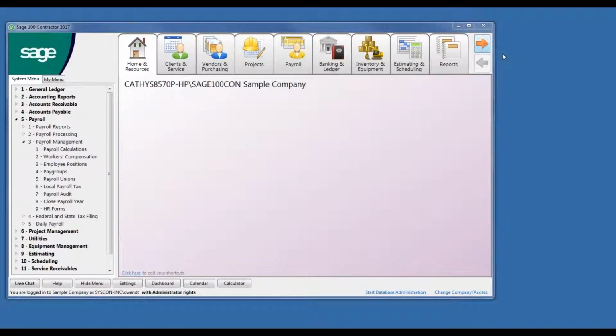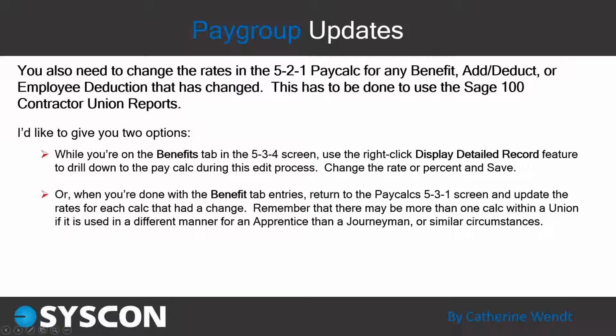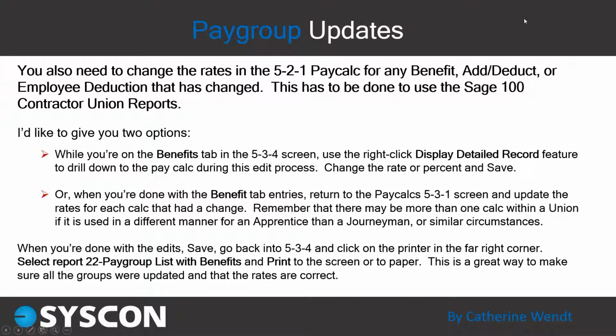All right. Going back to our steps here. When you're done with the edits, you're going to save, go back to 534, that's your pay group, and click on the printer in the far right corner. I recommend selecting report 22, which shows each of the pay groups with benefits, and the rates will be there. Go ahead and print that to the screen or to paper.